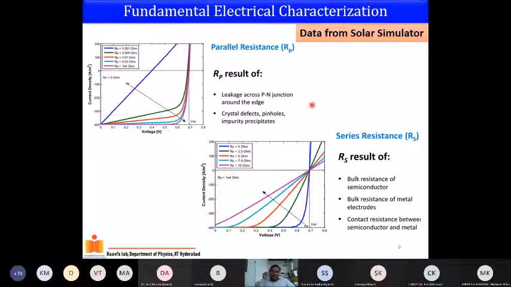So a simple way of understanding this series resistance is when you talk about contact resistance between the semiconductor and metal. Now all the various other devices are multi-layered. So the contact resistance between these multi-layers plays a crucial role in judging your series resistance.